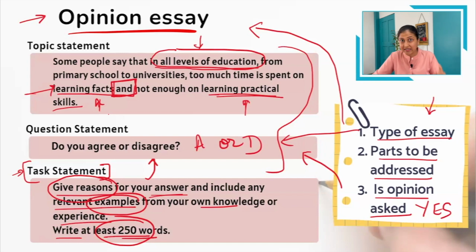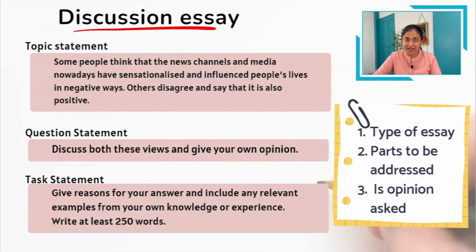For this, again, you will look at the question statement itself. When you look at this statement, it says, do you agree or disagree? Explicitly asking for your opinion. This much is clear. Now, let's move on to the next type of essay, which is discussion essay.